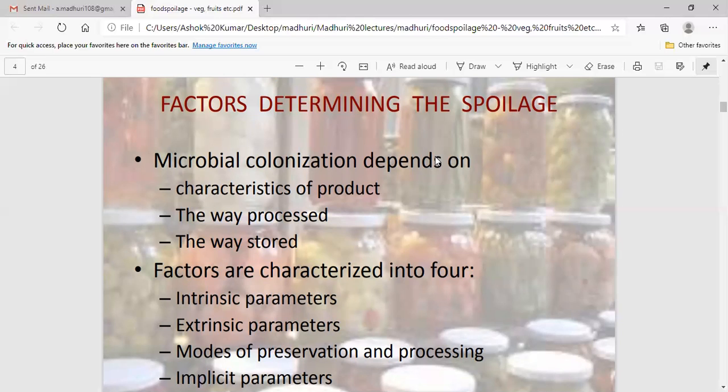And the way it is stored, storage also should be done properly, with a closed lid and at a particular temperature. So everything matters for food spoilage. And factors are categorized into four types: intrinsic parameters, extrinsic parameters, modes of preservation and processing, and implicit parameters. Okay, so whatever factors are responsible for food spoilage, all these factors are categorized into four types. Okay, first one is intrinsic. Intrinsic means the parameters which are present inside the food. Extrinsic means the external factors, and modes of preservation and processing, how the food is being preserved and processed, and implicit parameters. So let us try to understand one by one.